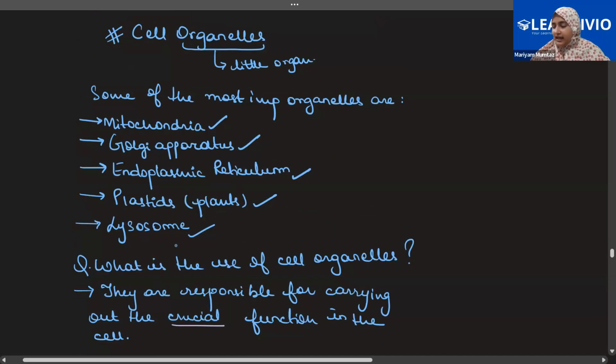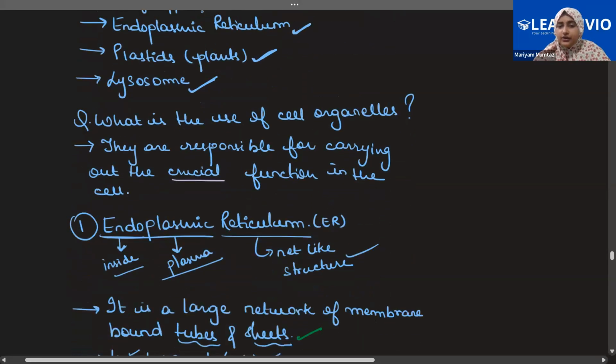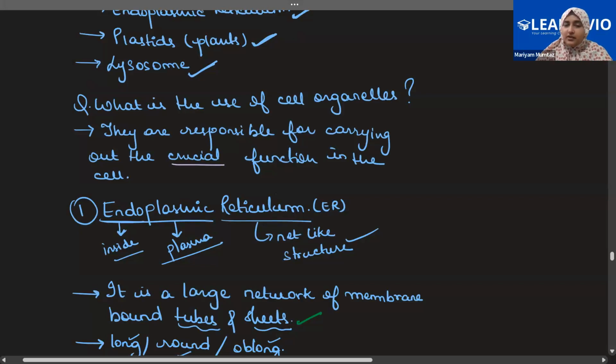Now, as I said, this particular cytoplasm, or that part of the cell, contains all the cell organelles. Cell organelles just means little organs. Some of the most important organelles are mitochondria, Golgi apparatus, endoplasmic reticulum, plastids that are present only in plants, and then there are lysosomes. Now, what is the use of cell organelles? They are responsible for carrying out crucial functions of the cell.